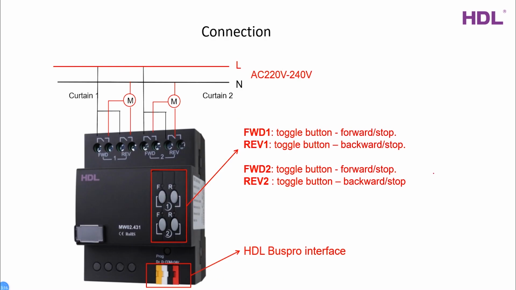This is the connection of the AC motor. You can see the AC power connects to the curtain motor and our channel. This is the menu button. Menu button, the toggle button, forward and stop. Press the first time, forward. Press the second time, it will stop. Stop means the two channels will disconnect.